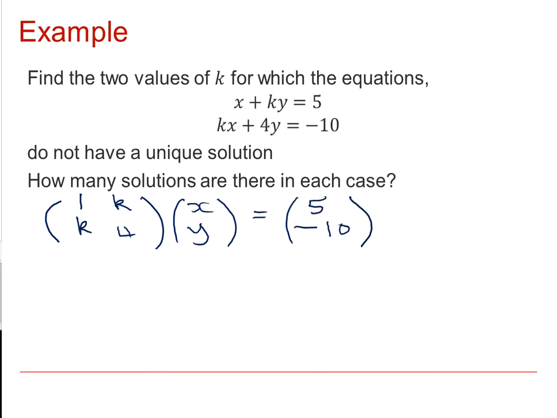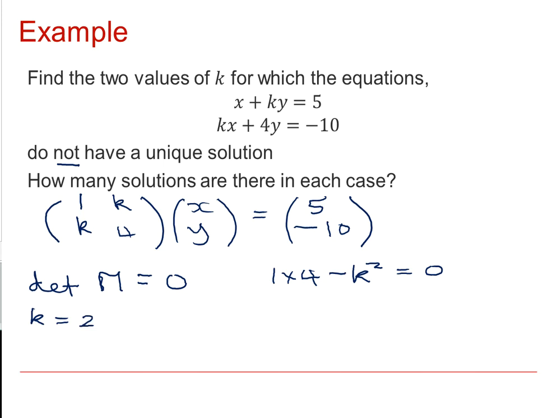If there is no unique solution, then the determinant of that matrix must be 0. In this case, the determinant is 1 times 4 minus k squared. This leads us to the conclusion that k is either 2 or minus 2.